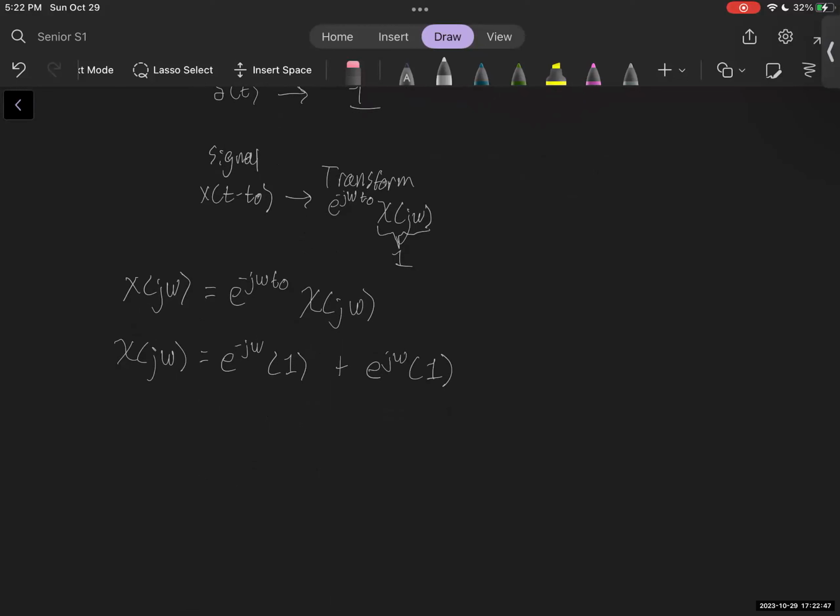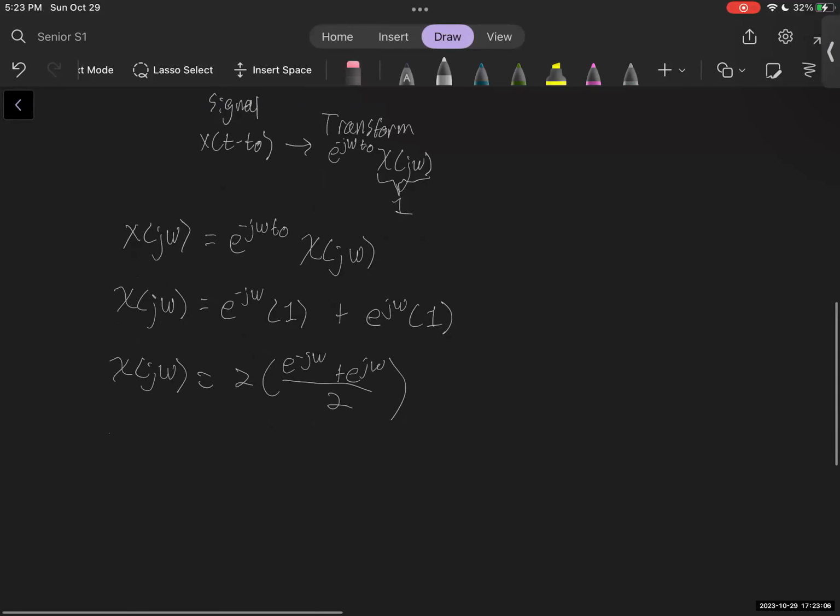And then we can simplify this down a bit farther using Euler's formula. If we multiply in 2 over 2, we get 2 times e to the minus j omega plus e to the j omega over 2, which we can simplify down to 2 cosine of omega. Any questions on that?